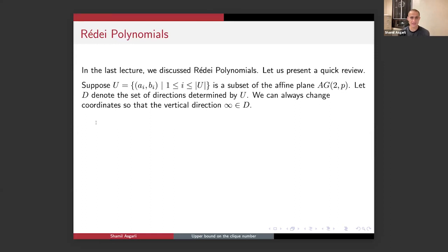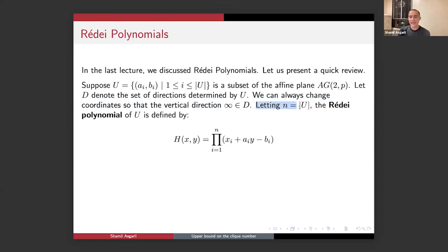If you have a subset U of the affine plane, and I've coordinatized the plane, my points are (a_i, b_i), and the value of i ranges from 1 up to the cardinality of U. I'm going to let D denote the set of directions determined by the set U, and we can always change coordinates so that the vertical direction is in D.